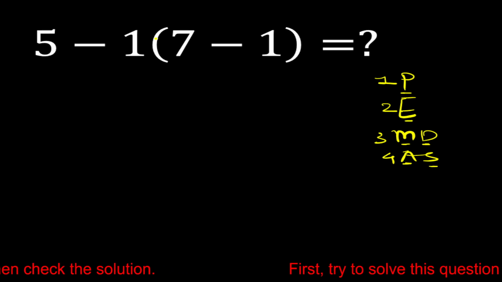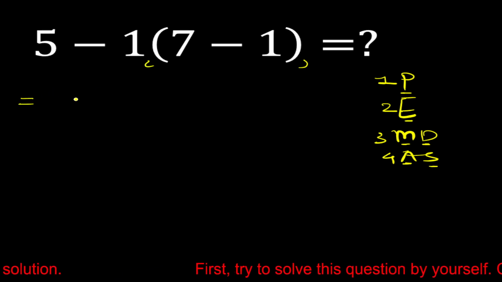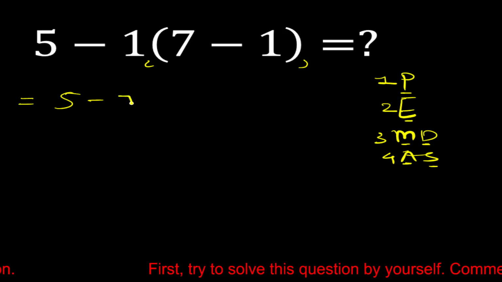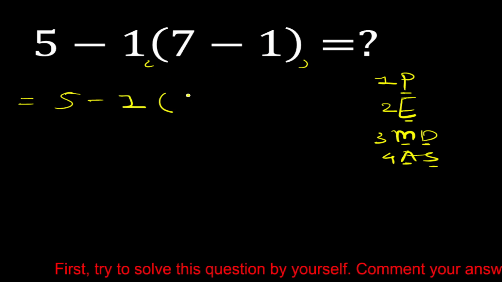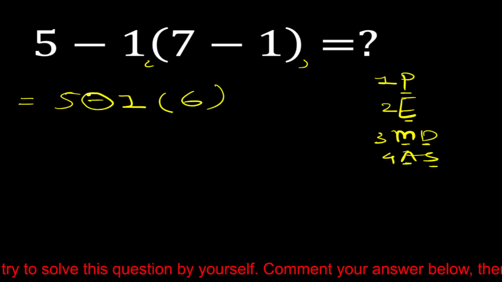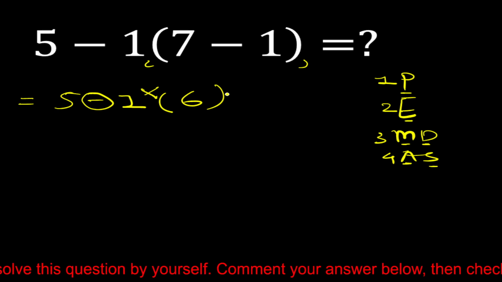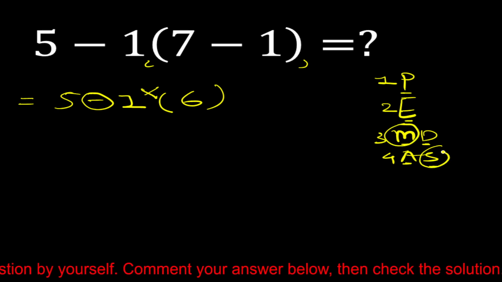Okay, so first we have to solve this parenthesis. So it is equal to 5 minus 1. Now solve this parenthesis. 7 minus 1 is equal to 6. Okay, now here is subtraction and here is multiplication, both are left. So first priority is multiplication, then we have to solve subtraction.